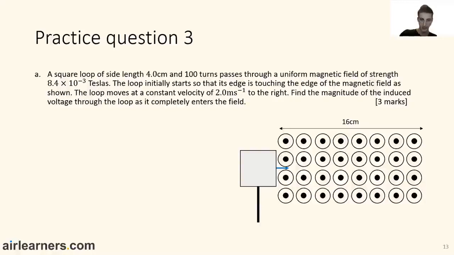That's a lot of theory, so we should probably do a bit of practice to finish it off. A square loop of side length 4 centimeters with 100 turns passes through a uniform magnetic field of strength 8.4 times 10 to the negative 3 teslas. The loop initially starts so that its edge is touching the edge of the magnetic field, as shown. The loop moves at a constant velocity of 2 meters per second to the right. Find the magnitude of the induced voltage through the loop as it completely enters the field.